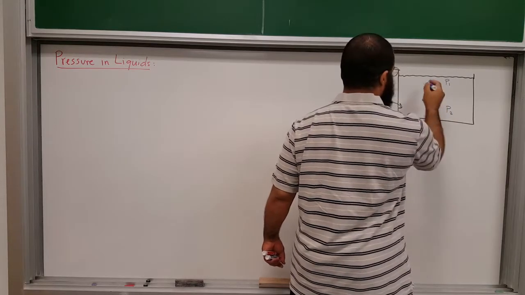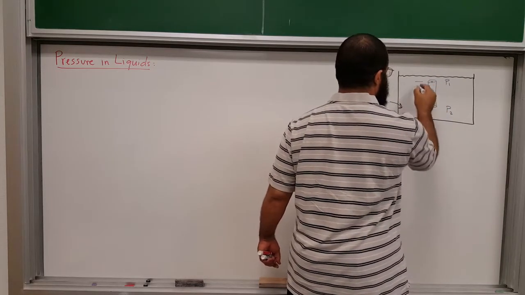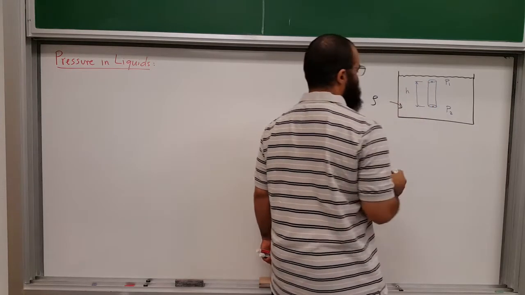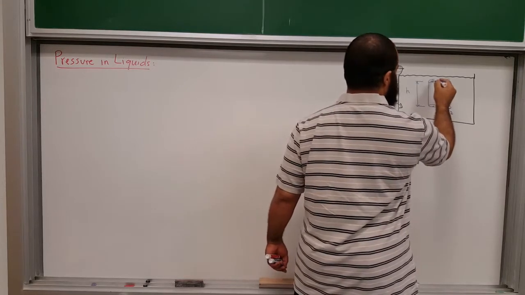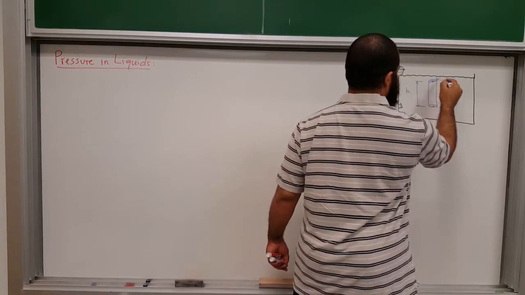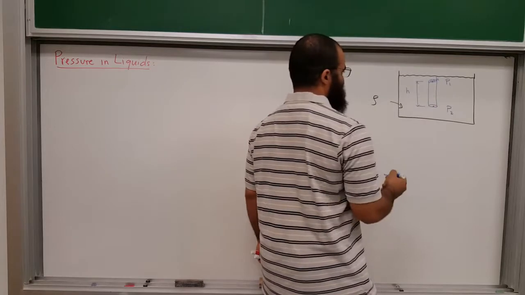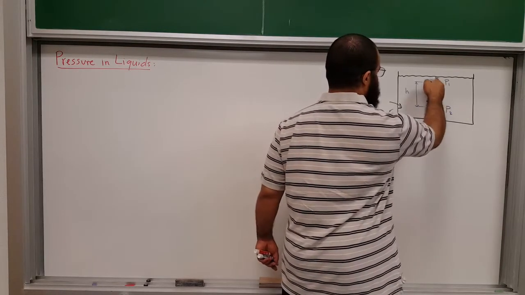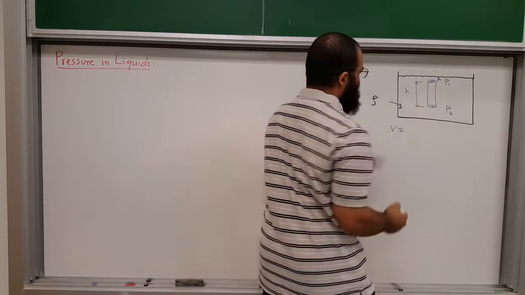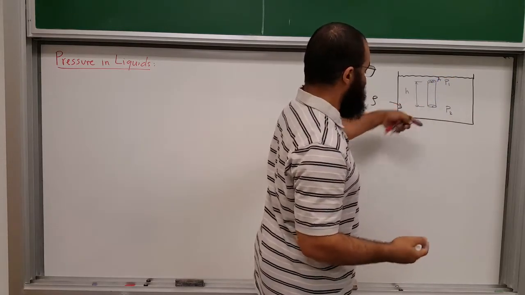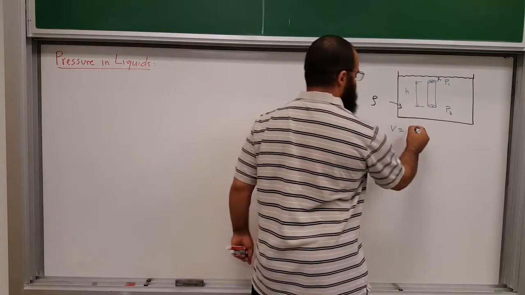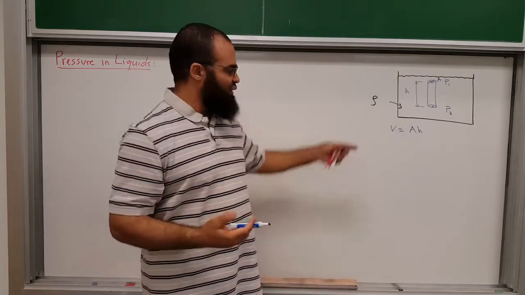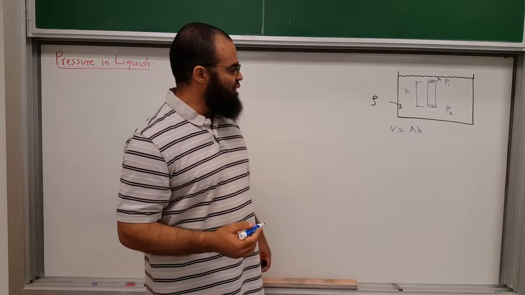right? And it's length h. Length h, all right? This is my cylinder. And the cylinder will have cross-sectional area A and height h. So the volume will be the area times the depth. The area is pi r squared, but I will just write it as A. That's the volume of the cylinder.